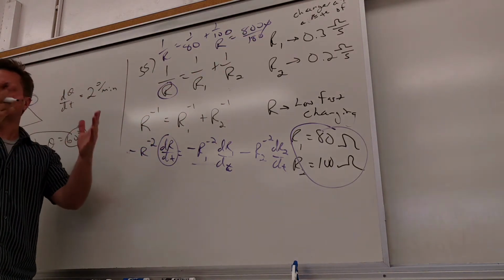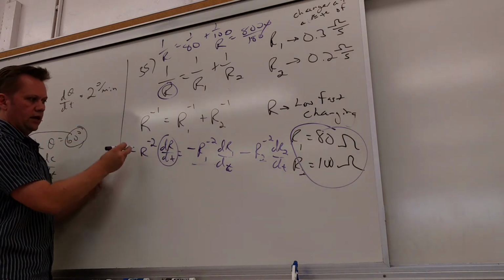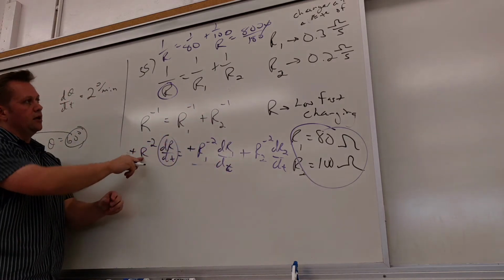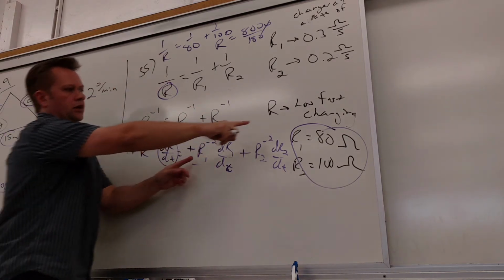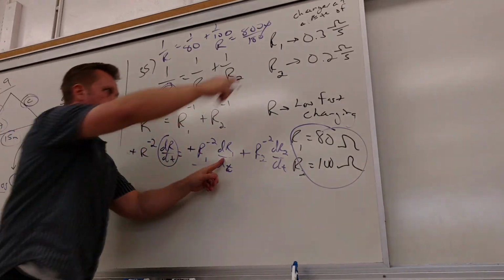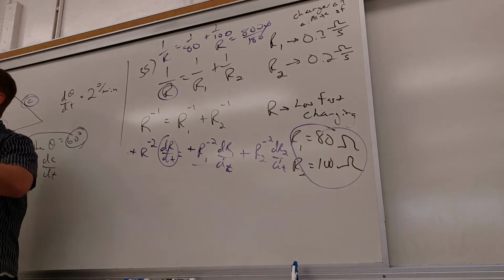I'm not even going to finish this out. You just plug in the values. You know that and the negatives can all go away. Is that cool? Now you just got to plug in that value for R, plug in that value for R1, plug in that value for R2, plug in that there, plug in that there. You've got everything you need now.